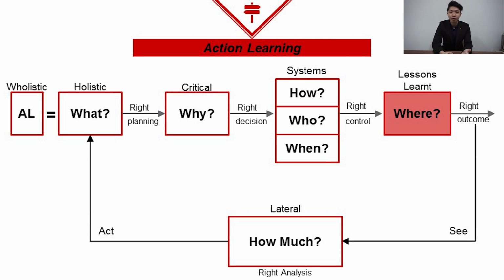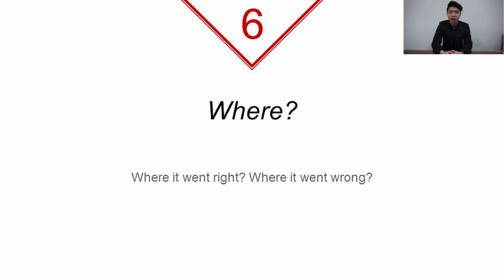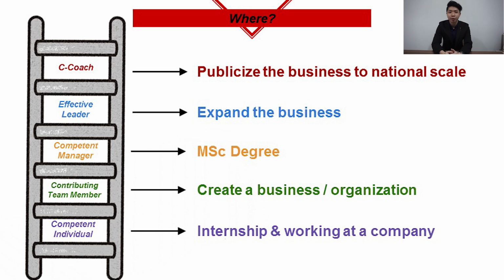Next, I will answer the where question. To answer the where question, I will ask myself where went right and where went wrong. In the where section, I will use the five levels of management, leadership, and entrepreneurship development stairs. At first, to become a competent individual, I will contribute myself to an internship, and after that, I would like to get a job at a prospective company that has the vision to create impact for human beings.